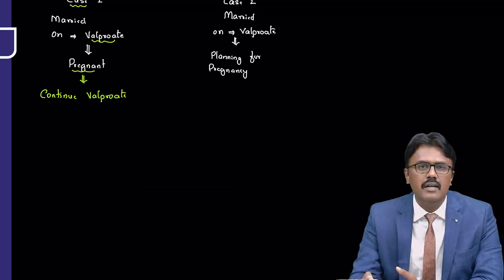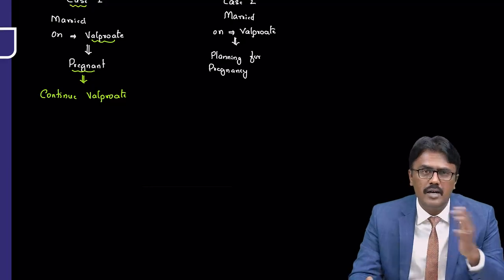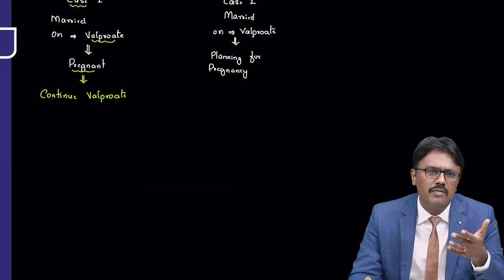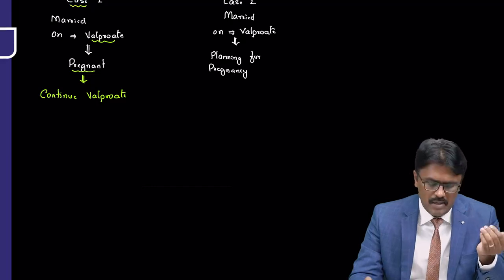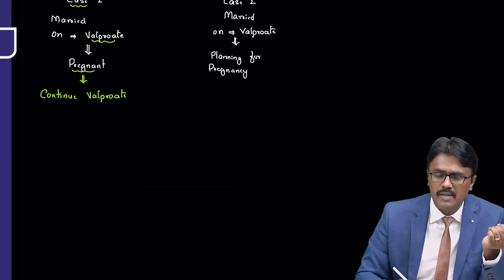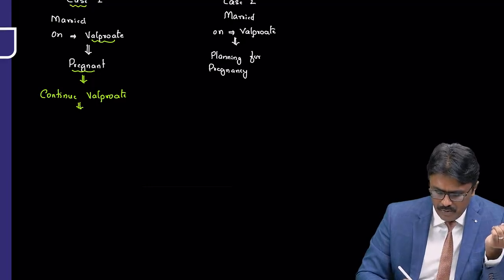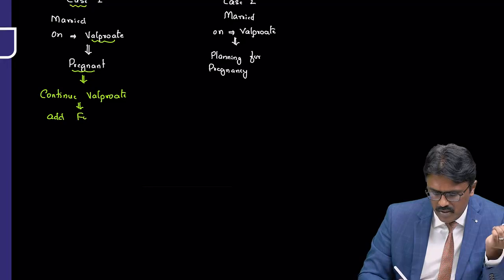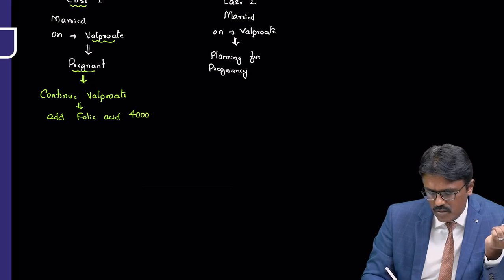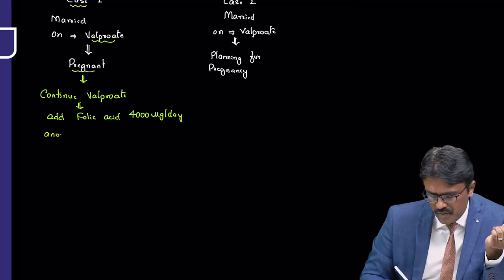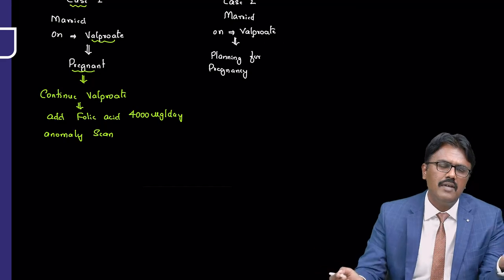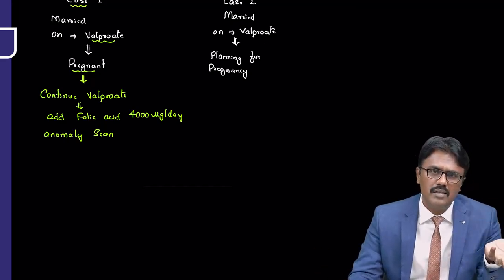The reason is, valproate causes teratogenicity, but if I give it to 100 women, remember not all 100 will have that teratogenic effect, 10 or 15 will have that. So we have to take a chance here. Continue the valproate and add folic acid to prevent neural tube defect. How much? 4000 micrograms per day. Along with that, we have to check for anomalies. If there is a gross anomaly, then we can abort it. Otherwise, you can continue the pregnancy with valproate only.